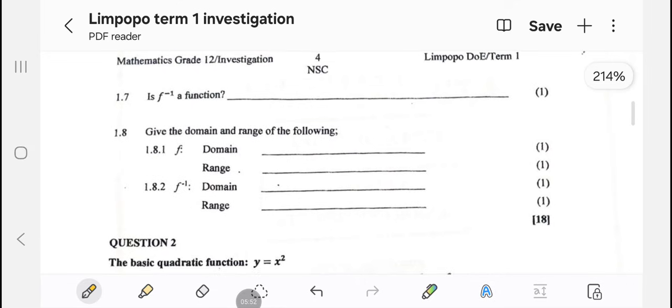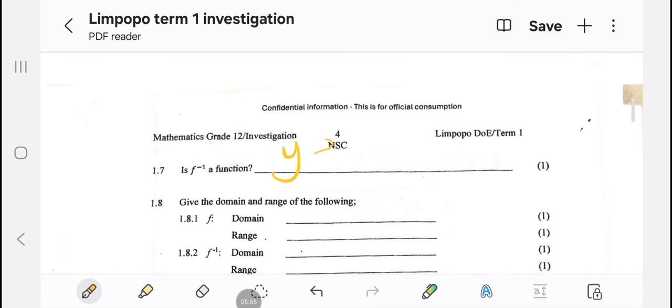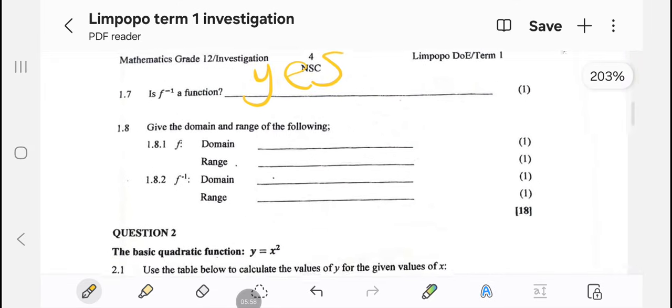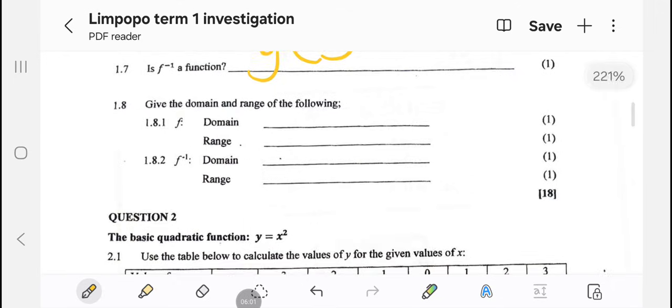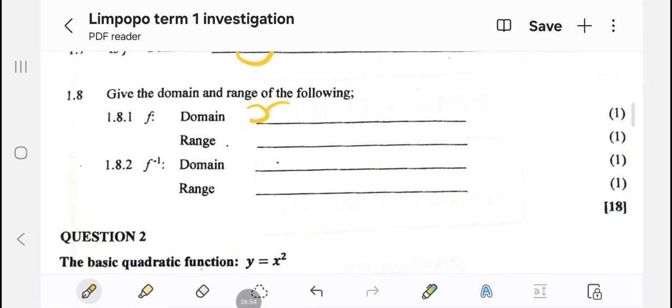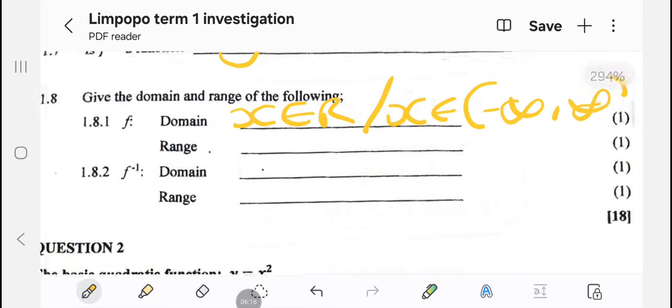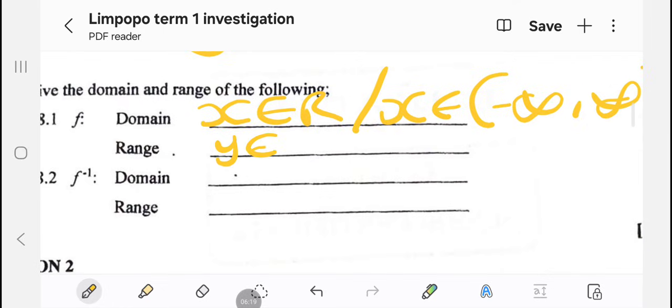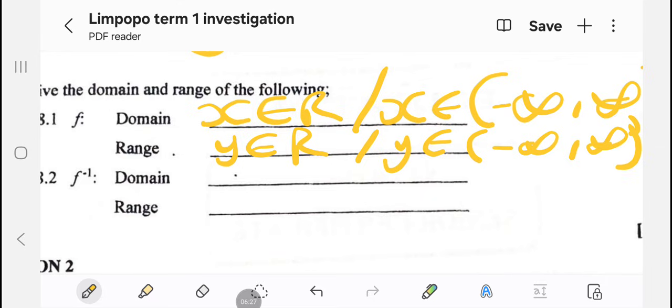1.7, is the inverse a function? Yes, it's a function. Give the domain and range of the following. So for our original equation, all x values are real numbers, or you can say x is an element of negative infinity to positive infinity. Then the range, all y's are real numbers, or you can say y is an element of negative infinity to positive infinity. These are increasing graphs. They increase from negative infinity to positive infinity.